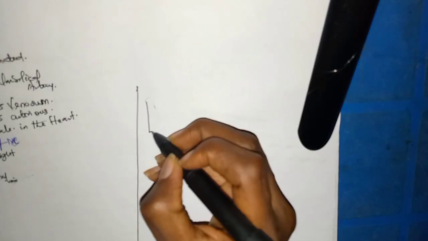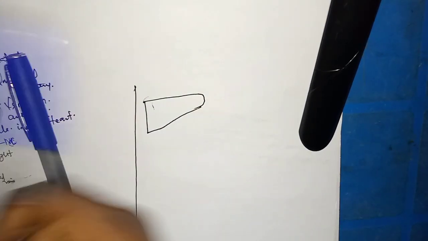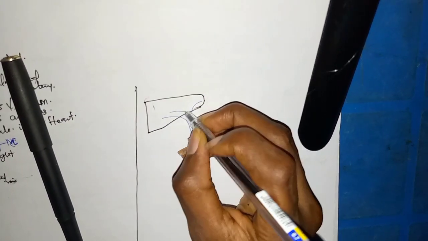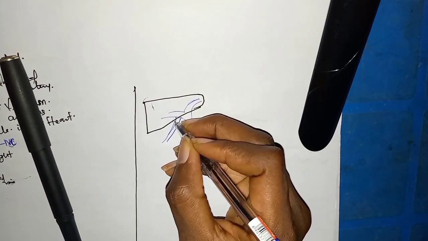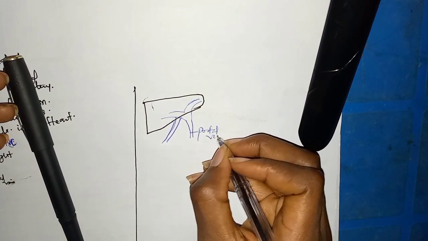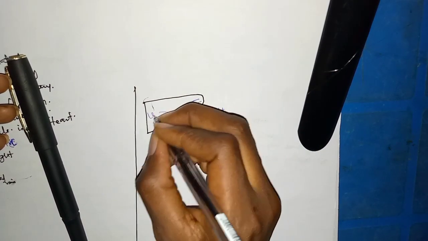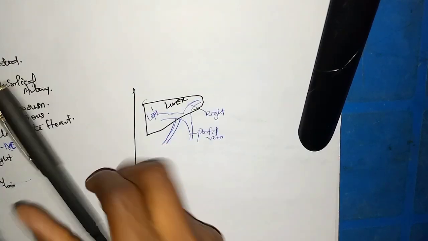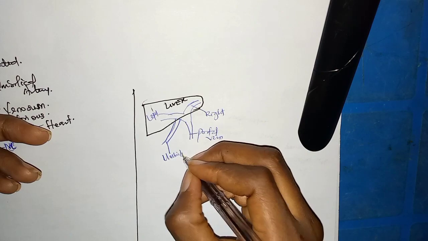From the liver, we have our portal vein, the left branch and the right branch, right? So this is our umbilical vein draining into the portal vein. This is the portal vein, right branch, left branch. This right here is our liver, and this is our umbilical vein coming from the placenta.